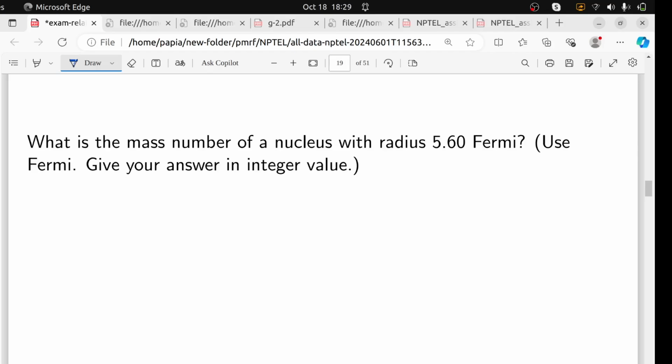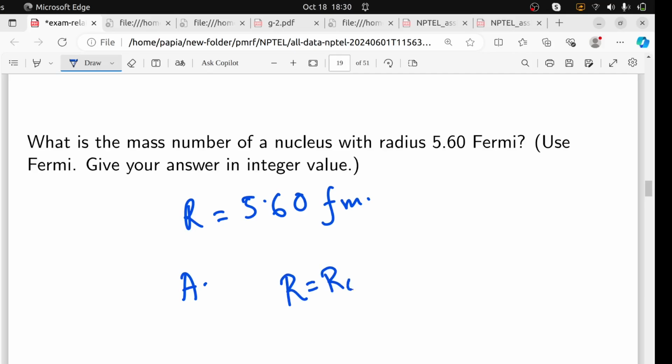Okay. So what is given here? R is given here, 5.60 Fermi. Now, what is the mass number of the nucleus? And mass number means A. So, what should be the expression for this calculation? The expression should be R equals R0 A to the power 1 by 3.